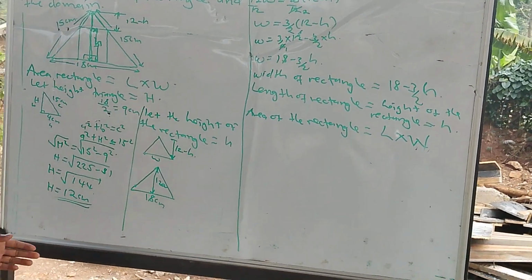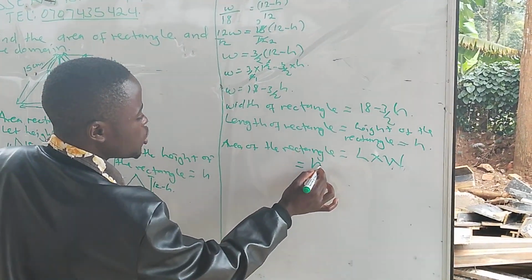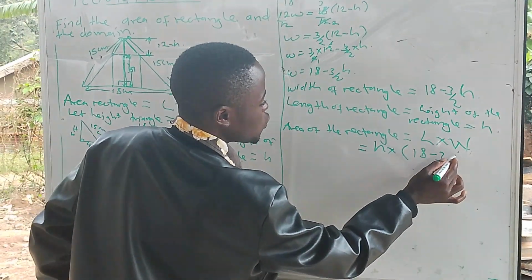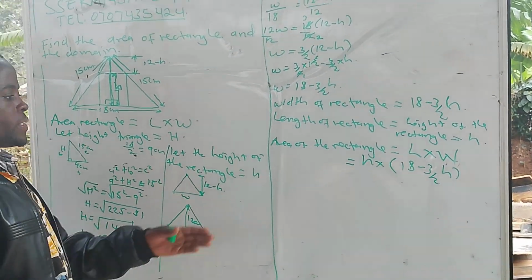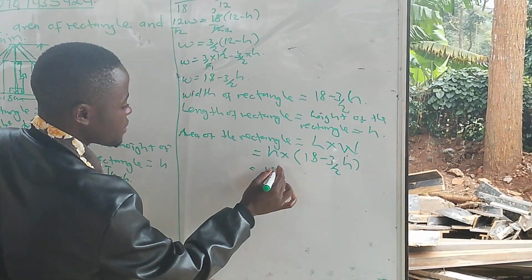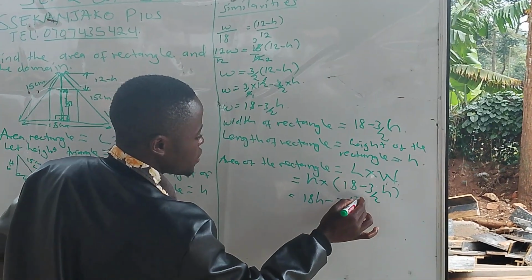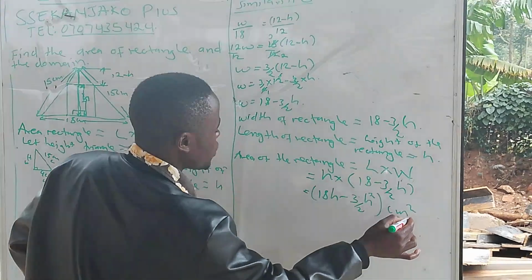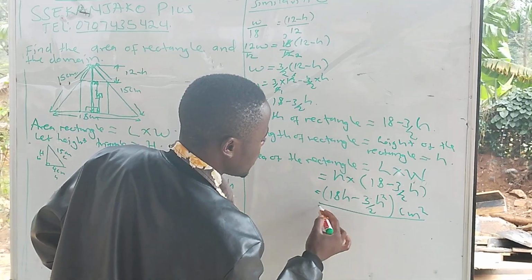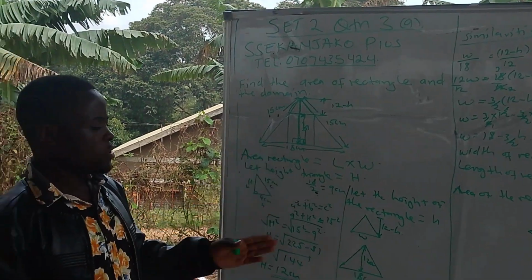Now we can substitute after getting the values of the length and the width. We say that the length is h, times the width, which is 18 minus 3 over 2 h. Taking h inside, I will have 18h minus 3 over 2 h squared, in centimeters squared, because the units were centimeters. So this is the area of the rectangle that was inscribed inside the triangle.